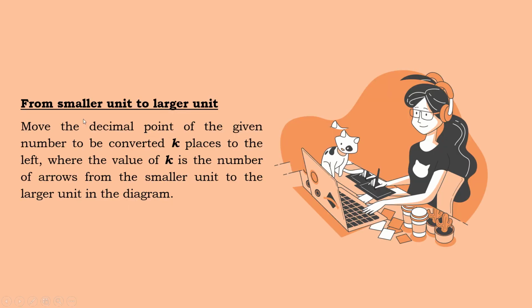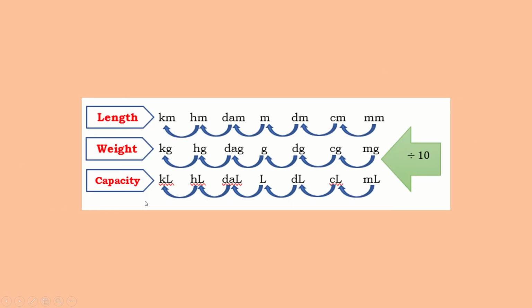Next is from smaller unit to larger unit. So we have to move the decimal point of the given number to be converted k places to the left, where the value of k is the number of arrows from the smaller unit to the larger unit in the diagram. Same thing, kapag imuhang value is gamay or the smaller unit and you have to convert it to larger unit, you have to move going to the left.